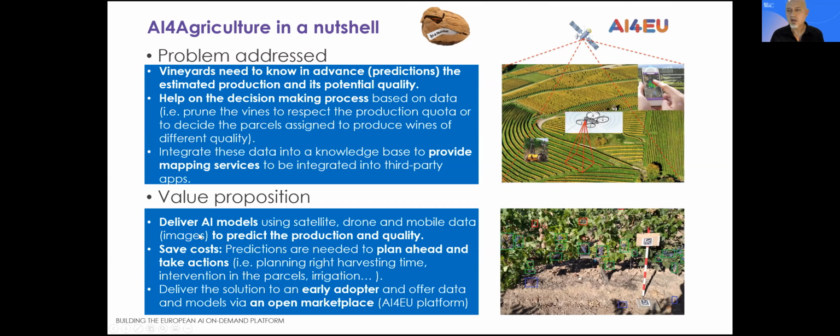So providing these smart farming applications based on AI and based on the data that we are collecting. And for that, we plan to prove this, at least in the scope of the project, with an early adopter, which is the small and medium-sized enterprise, Smart Rural, that is working with us in the pilot. So this is the value proposition.